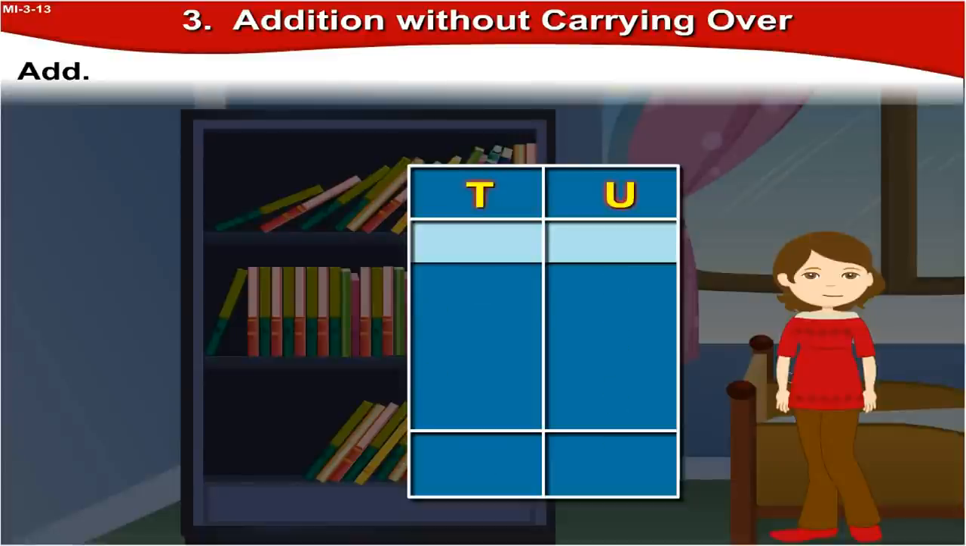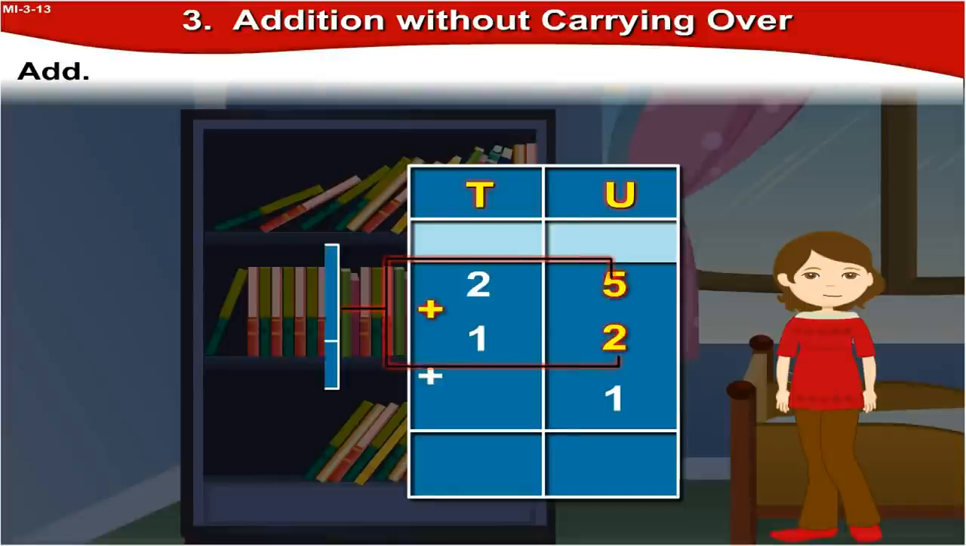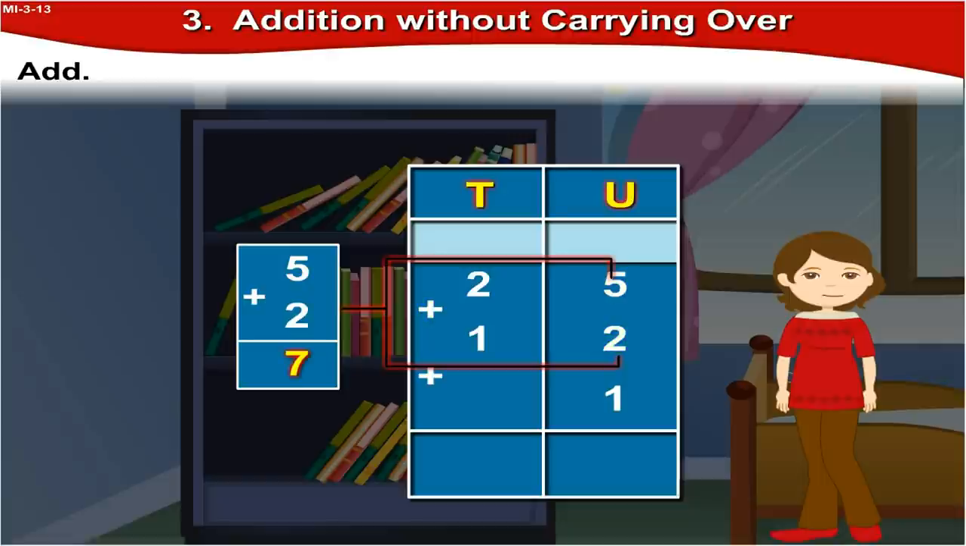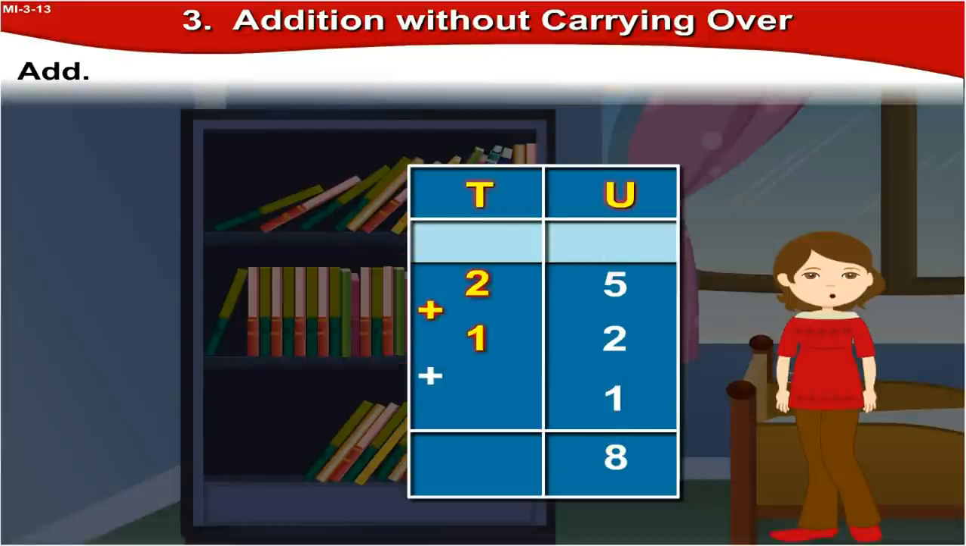Now the next question, 25 plus 12 plus 1. Now they are already arranged in vertical order. In the units column, 5 units plus 2 units is 7 units, plus 1 unit is 8 units. In the tens column, 2 tens plus 1 ten is 3 tens, which means the answer is 3 tens 8 units, that is 38.